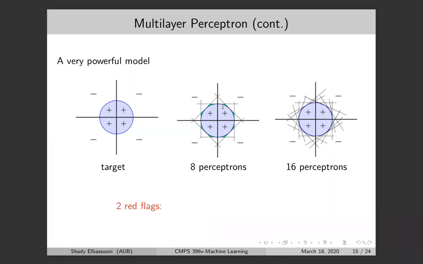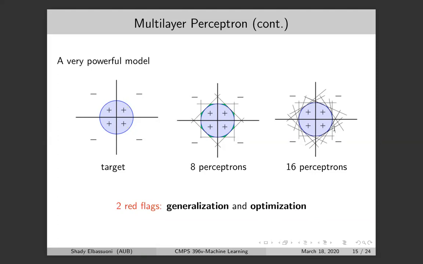So 2 red flags, as Hamza pointed out: generalization and optimization. Generalization, basically overfitting. The more perceptrons you use, the more you will overfit to the training set, and the poorer your generalization will be. And optimization, because now you have to learn the weights for 16 perceptrons rather than learning the weights for just 1 perceptron. Or in other words, how do I minimize the error when I have 16 perceptrons at the same time?